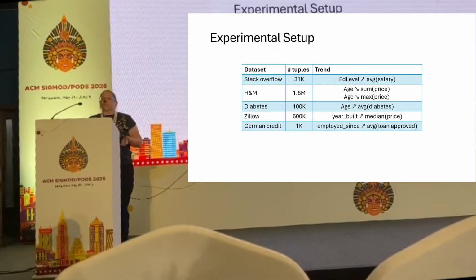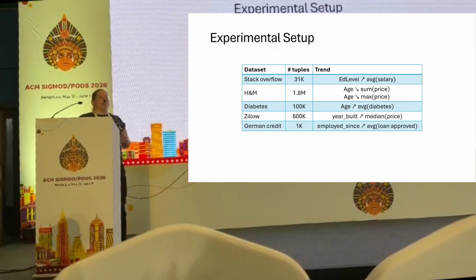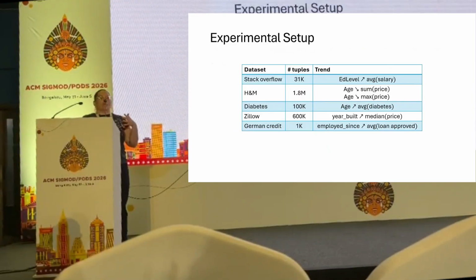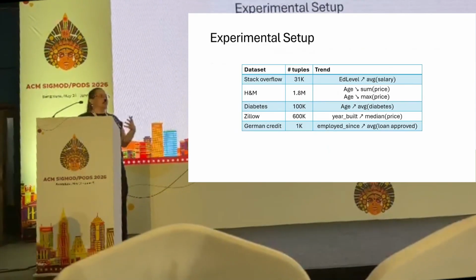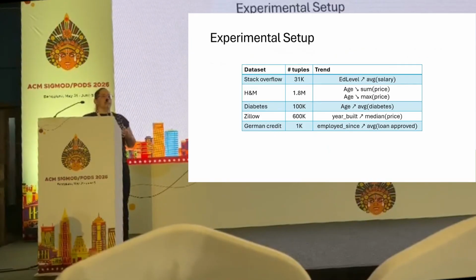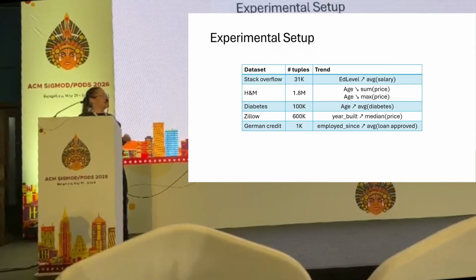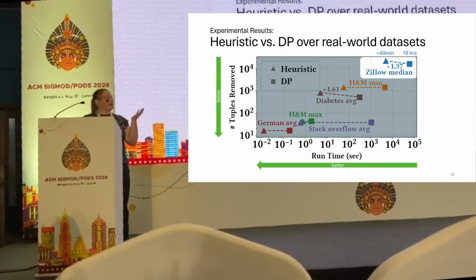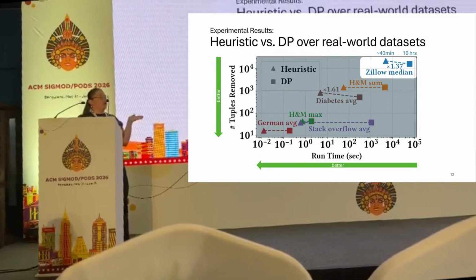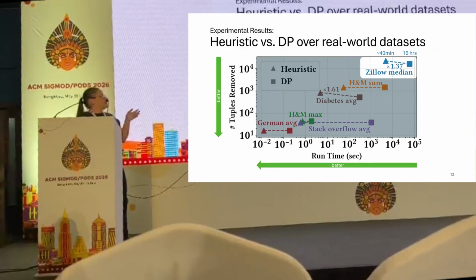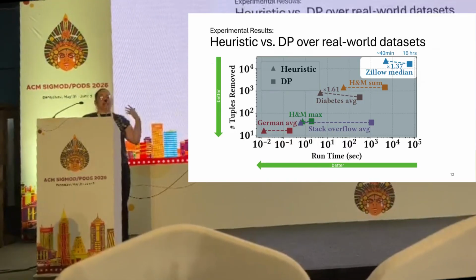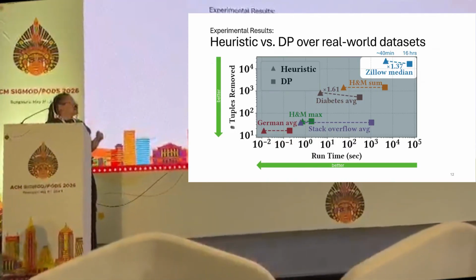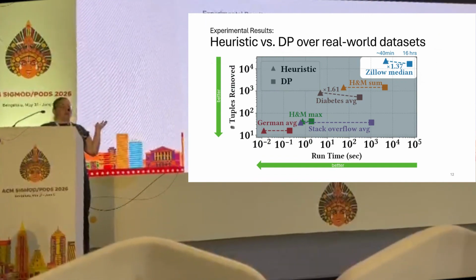So we ran experiments over 5 real-world datasets of different scales, where for each dataset we chose a trend expectation according to the most interesting attributes of the dataset. And what we see here is a comparison of runtime on the horizontal axis versus the number of tuples removed, the quality, on the y-axis.